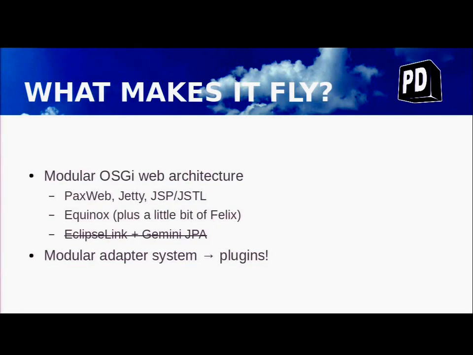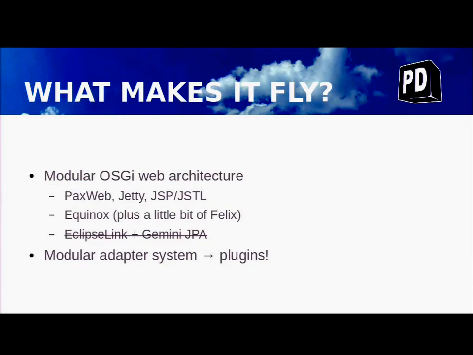Since this is a developer conference mostly, it may be of interest what makes it fly, so what's underneath the system. Package Drone itself is a modular OSGi web architecture. I've heard a few talks about how to do things like this, so we did it as well. We are using Pax Web as a backend for HTTP in OSGi. We have Jetty underneath and JSP, JSTL support. We do have Equinox as an OSGi runtime, plus a little bit of Felix because they're doing a great job, so why not use it?